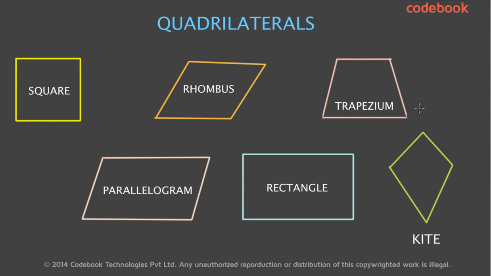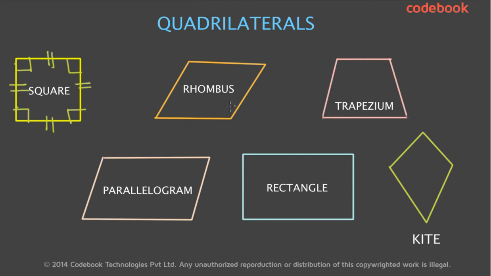Now let us look at some convex quadrilaterals. So there are 6 figures here and each of them has unique properties. Let us try to look at them. The first one we will look at is called a square. In a square, all the sides are equal and each of its interior angles is equal to 90 degrees.